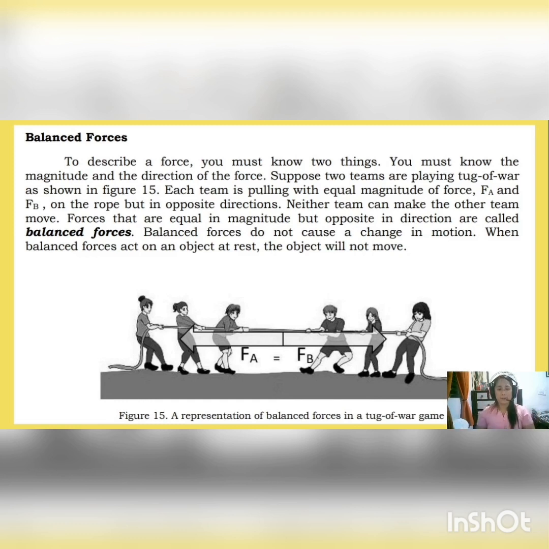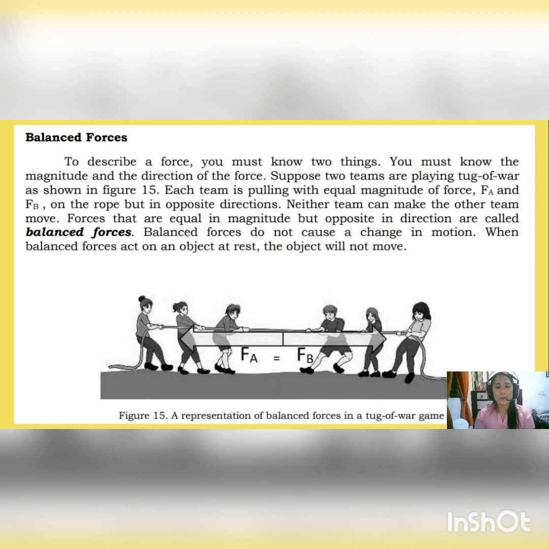Yes, displacement. Suppose 2 teams are playing tug-of-war, as shown in figure 15. Each team is pulling with equal magnitude of force, FA and FB. So, it means that the force applied by group A, known as FA, and group B, known as FB, are equal, the same amount.